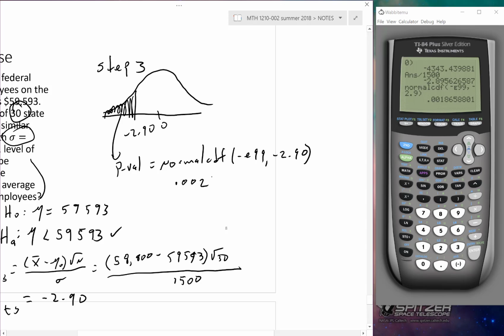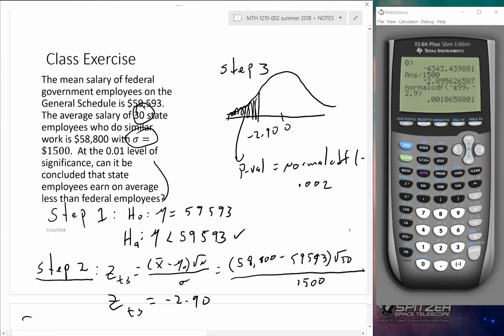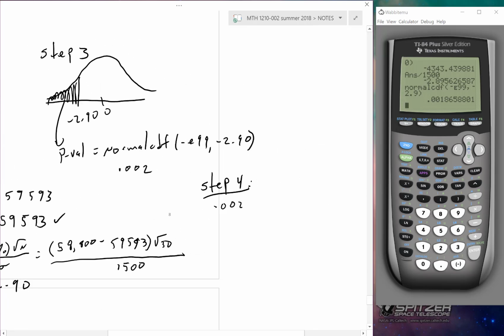So step 4 is our decision-making process. This is where we either reject or fail to reject the null hypothesis, and then make sure we state our reason why. So here our p-value is 0.002, and we want to compare that to our alpha level, which is 0.01.